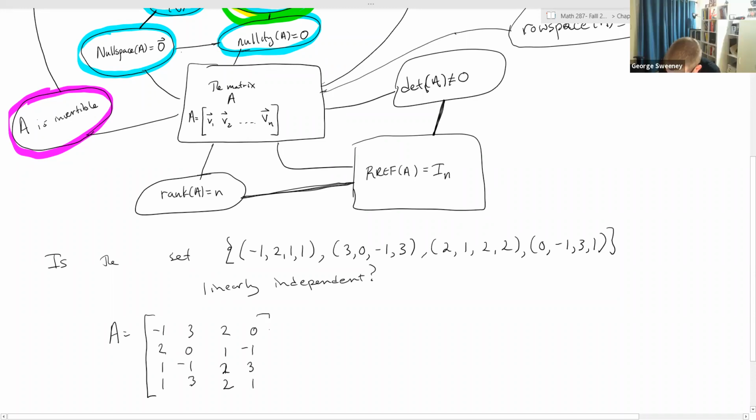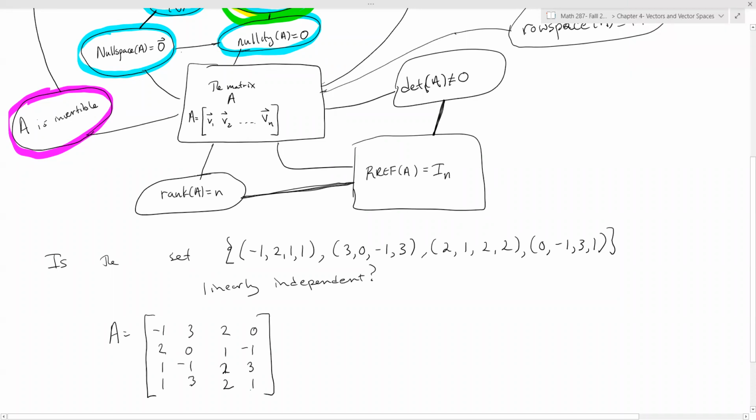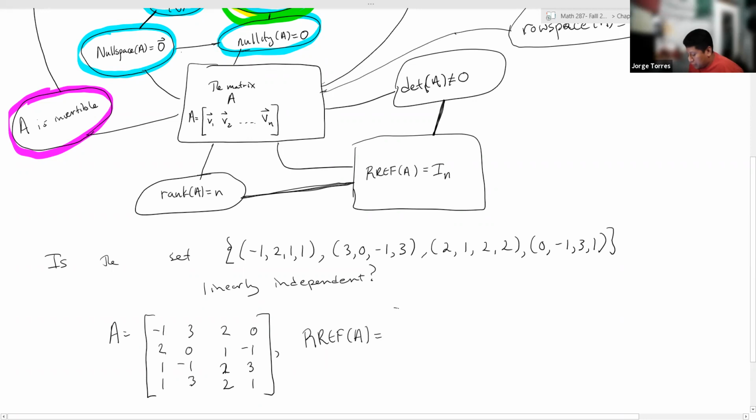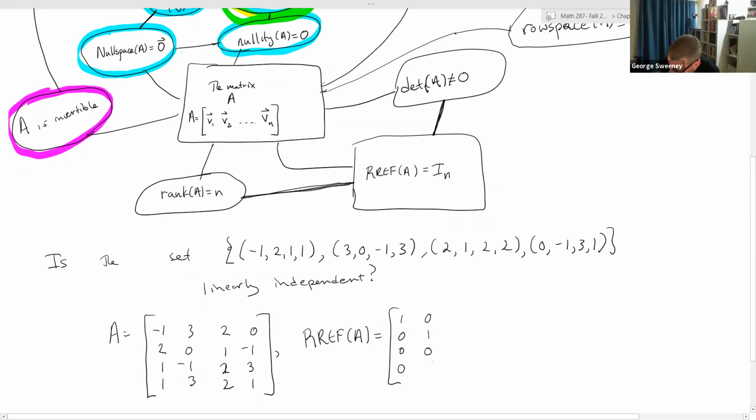Okay, great. So you're like, okay, there's A. A is the matrix of column vectors. You constructed that. What's next? I put it in the calculator, and it came out with 1 0 0 0. You came up with the identity, right?